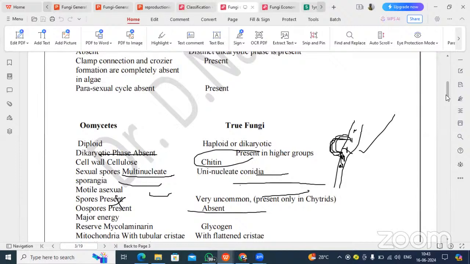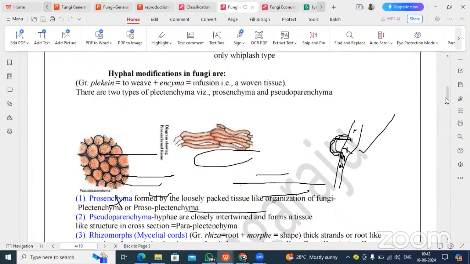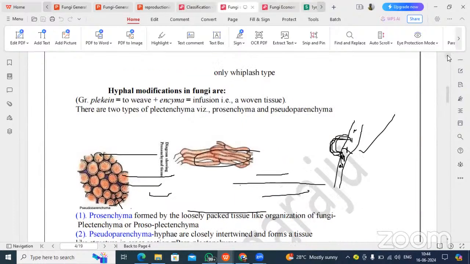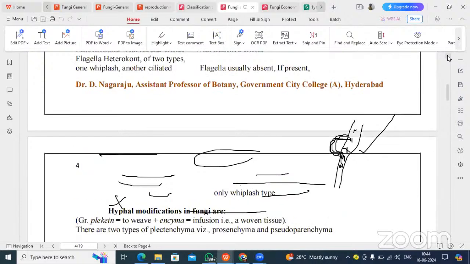You should know the difference between the oomycetes and true fungi. I already told you about myxomycota and eumycota, false fungi and true fungi. I already discussed that now. Hyphal modifications also I discussed. Only one fungal group has flagella, motile spores. Which one? I already told you. Do you remember or not? You forgot?